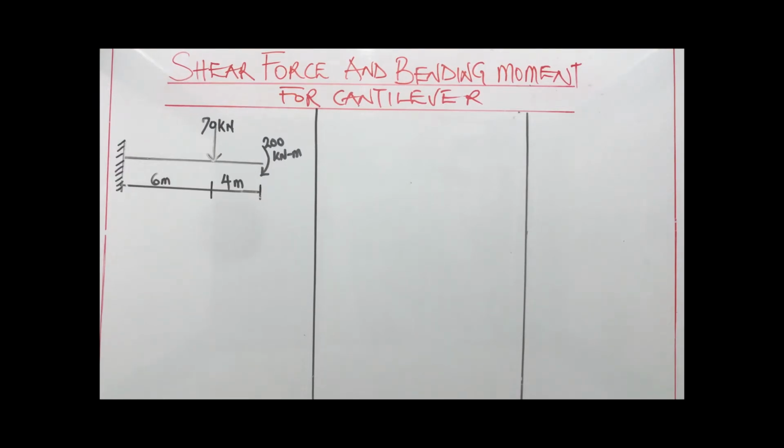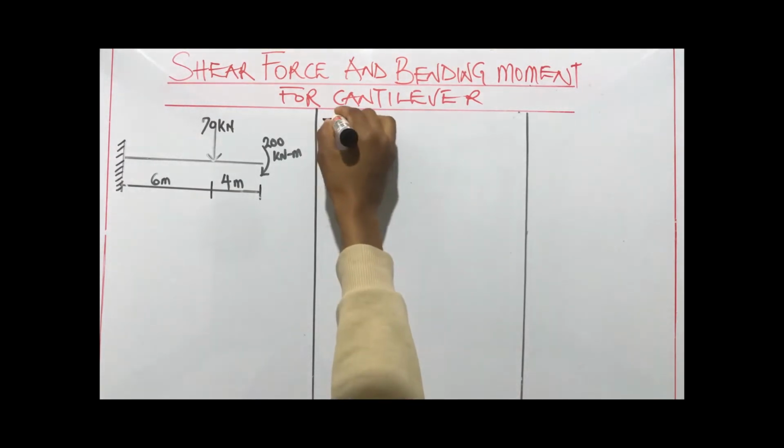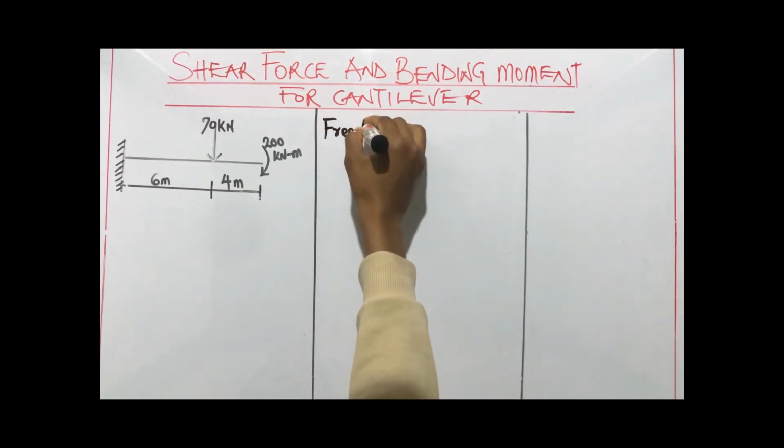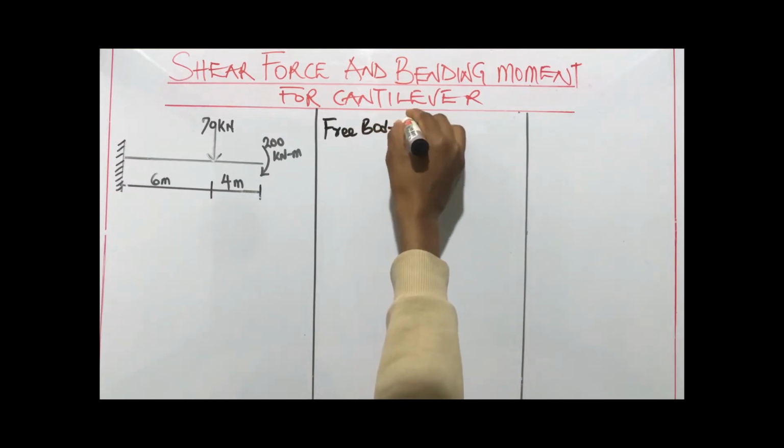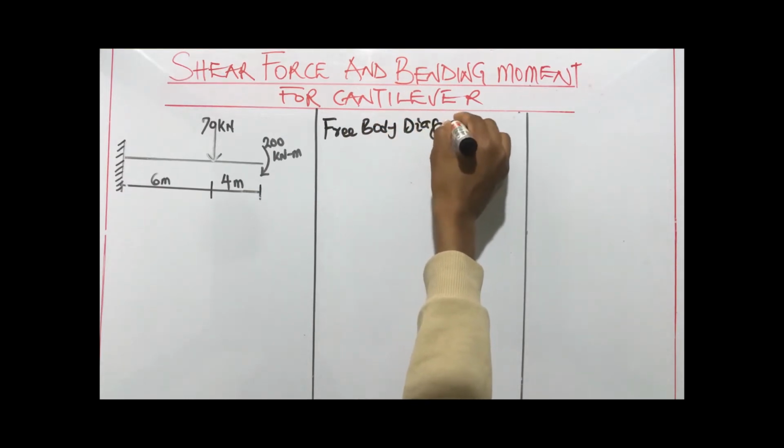In this video, we'll discuss the shear force and bending moment diagram for a cantilever. What we have right here is a cantilever beam with a load somewhere along the beam and a moment at the end of the beam. The first step is to draw a free body diagram for this question. Now we have the free body diagram.